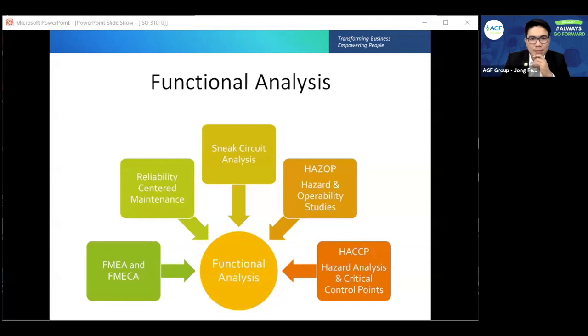Ang sneak circuit, maganda yan. Kasi ang hinahanap niyan is yung mga talagang unexpected. Yung mga out of nowhere nangyari. Poof! Ba't nangyari? Wala naman nangyayari masama. Yun, di ba? Kaya sneak circuit analysis yan, di ba? So ito ang mga sample ng functional.